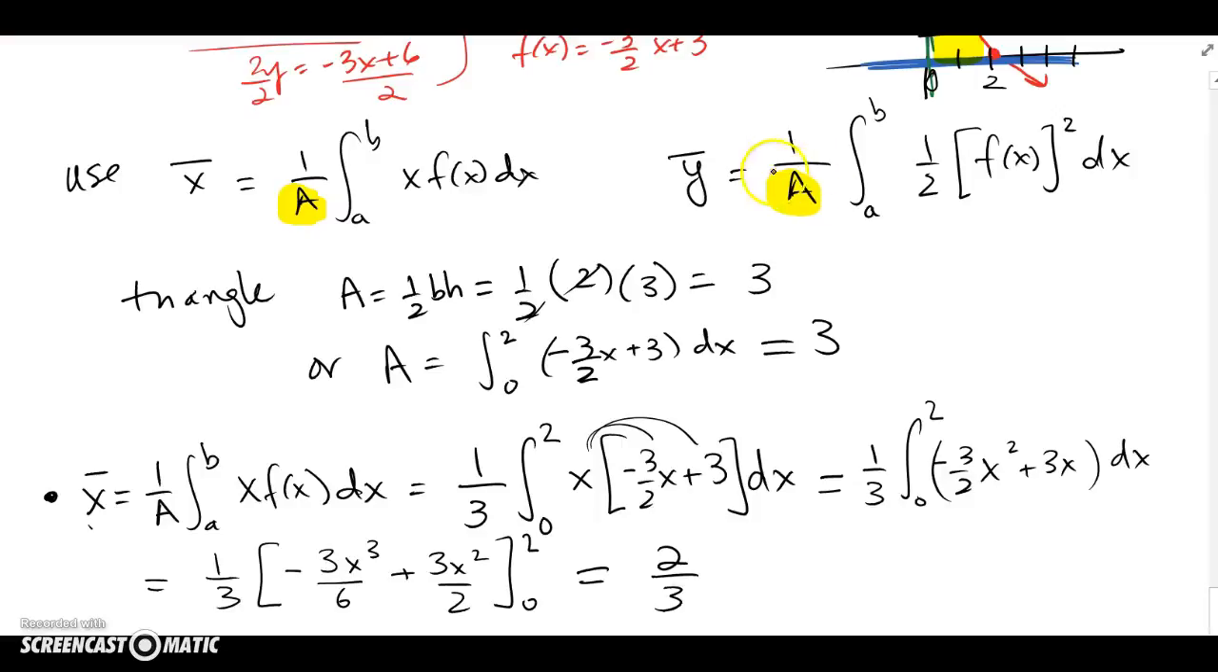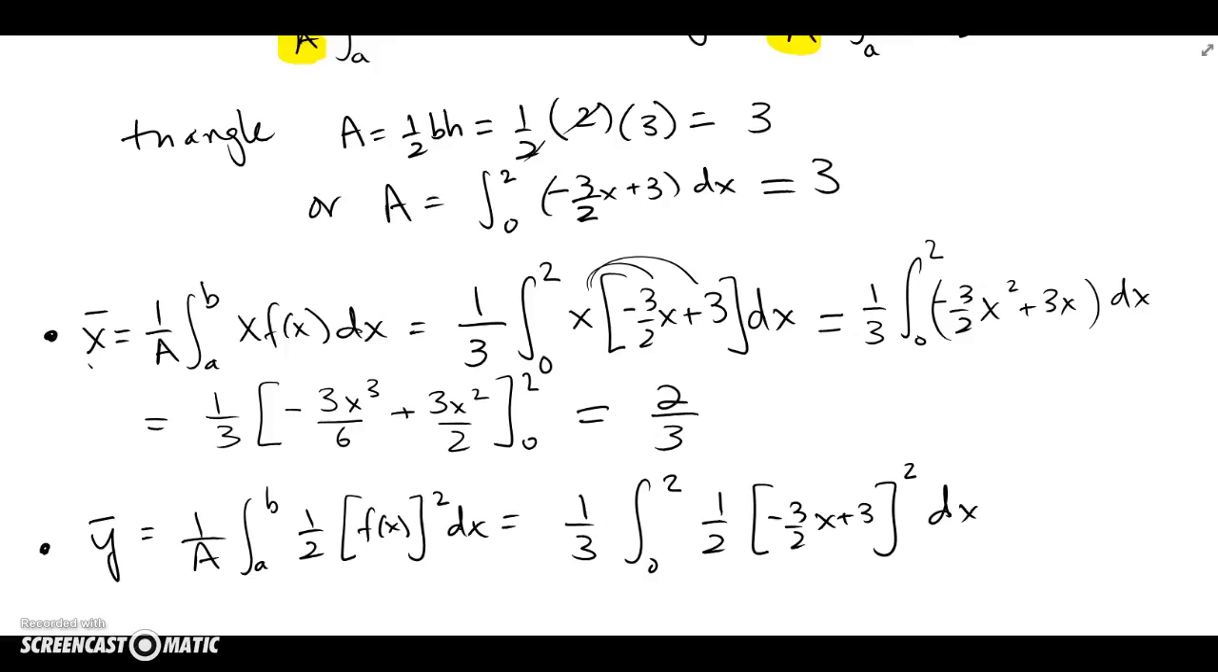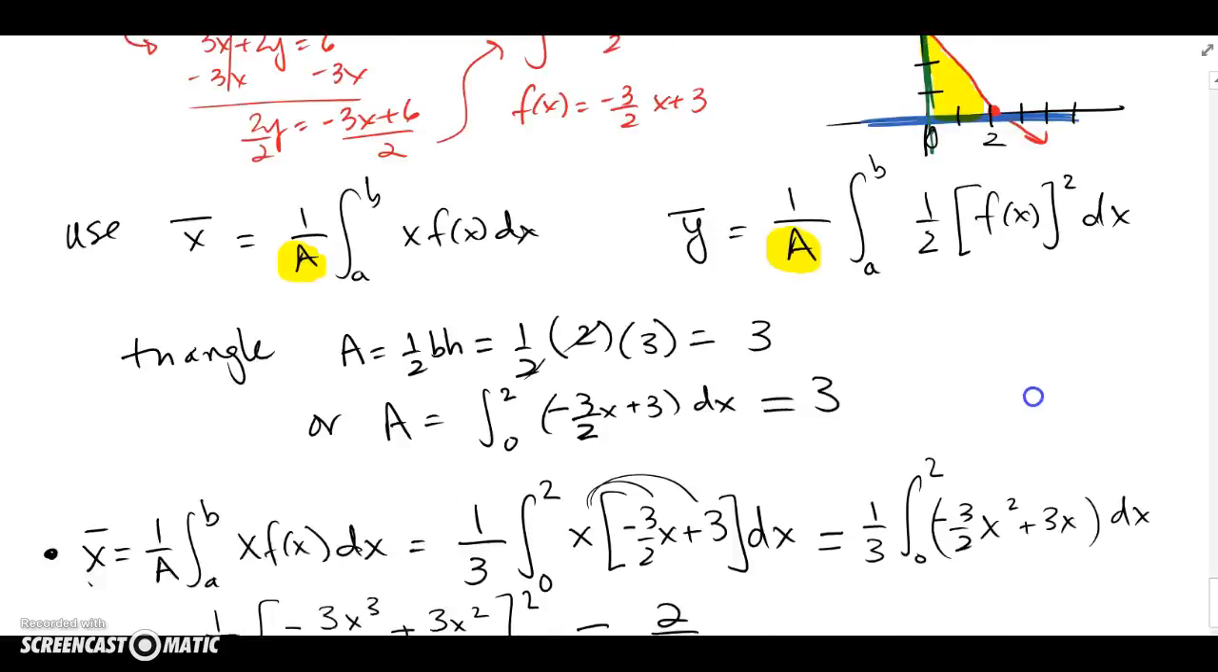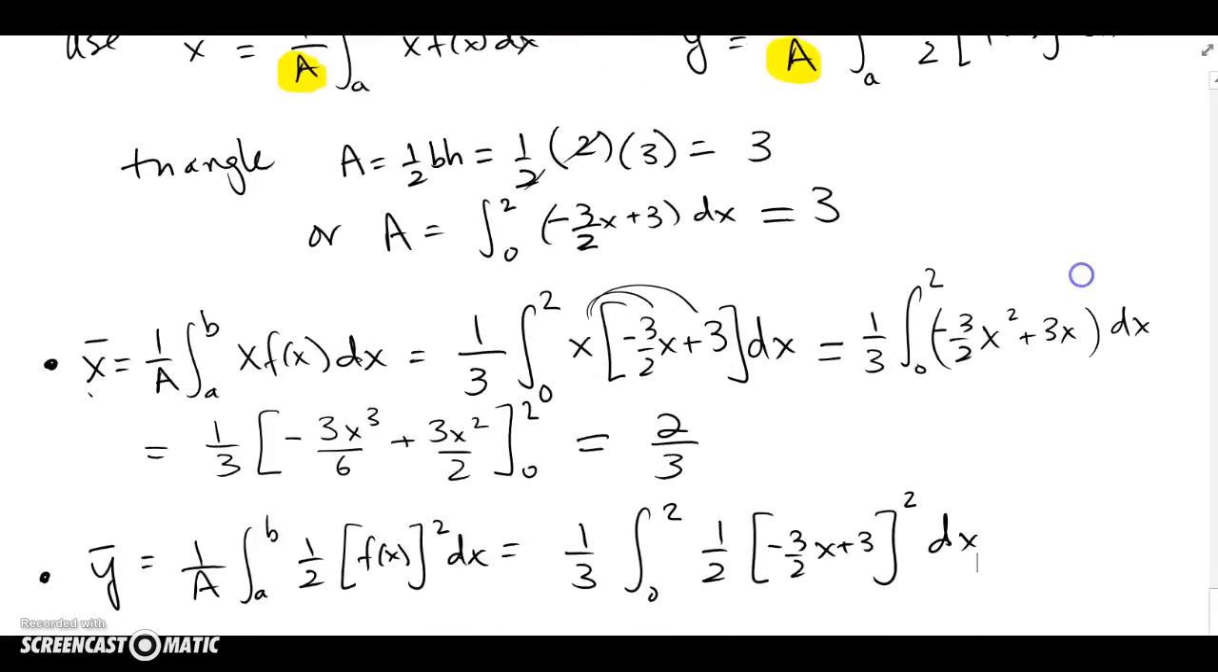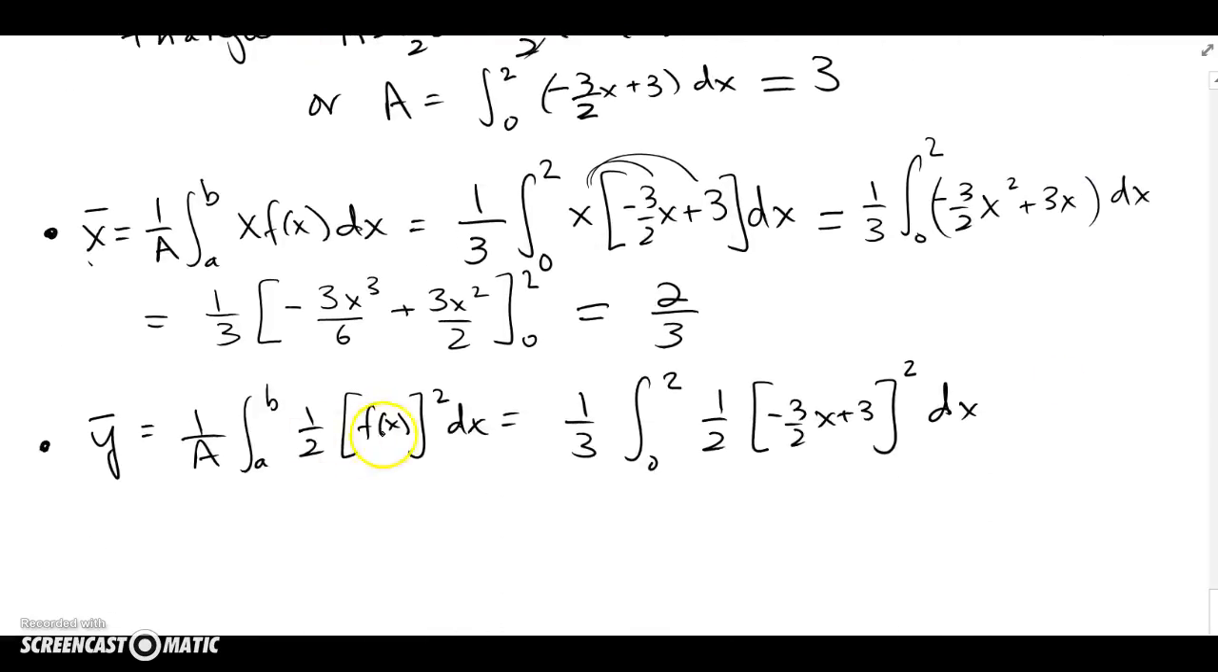So we got our x bar, let's go get our y bar. So for our y bar, I have 1 over the area, which is 1/3, the same as before, from 0 to 2. Again, from 0 to 2. And it's a half times your function squared. Remember, your function was just a linear function, squared dx. So you can go ahead and multiply that out and actually do the integral if you want, or since that's going to be a polynomial anyway, we can just put it in our TI.